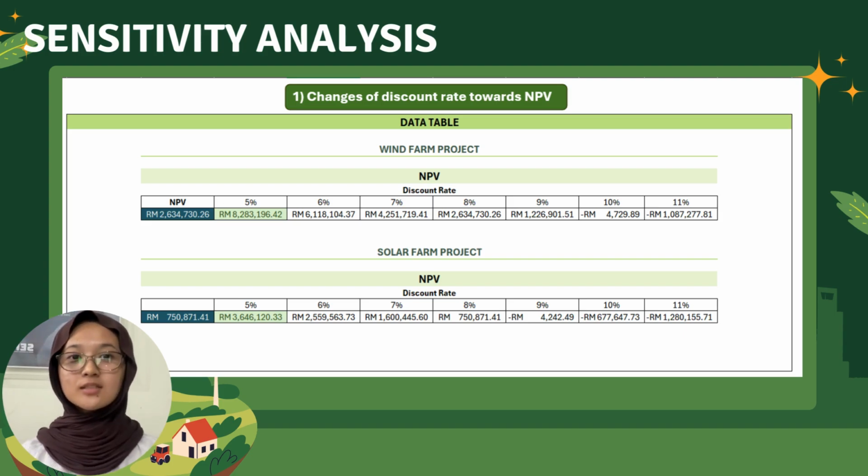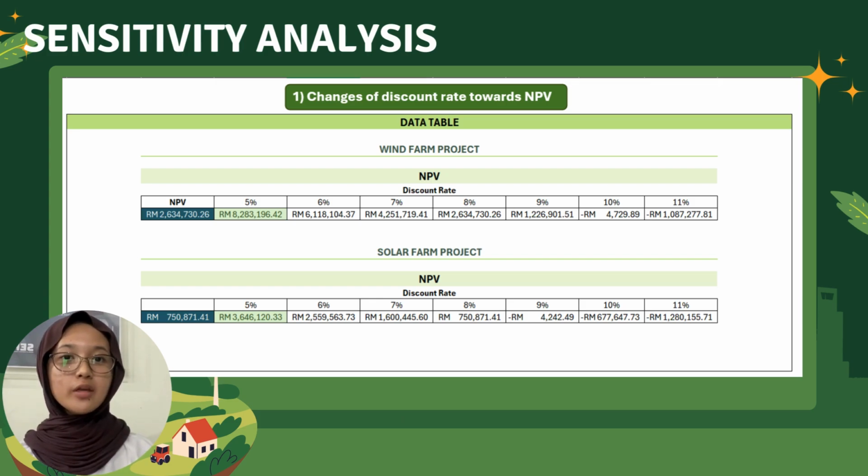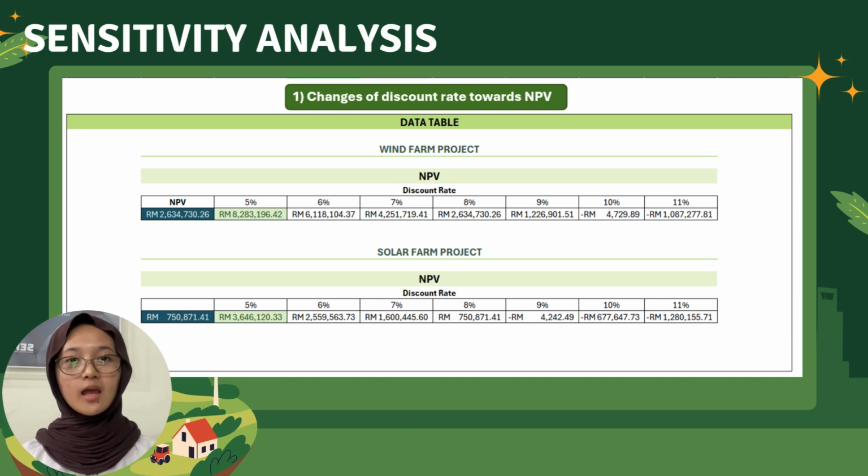For the solar farm project, just like the wind farm, the NPV decreases as the discount rate increases, showing that high discount rates negatively impact the project's financial viability. At a 5% discount rate, the NPV is 3.6 million. Increasing the discount rate to 6% results in an NPV of 2.5 million. At 7% it drops to 1.6 million, and at 8% it further decreases to 750,000. At 10% it declines to negative 677,000, and finally at an 11% discount rate it further decreases to negative 1.28 million.